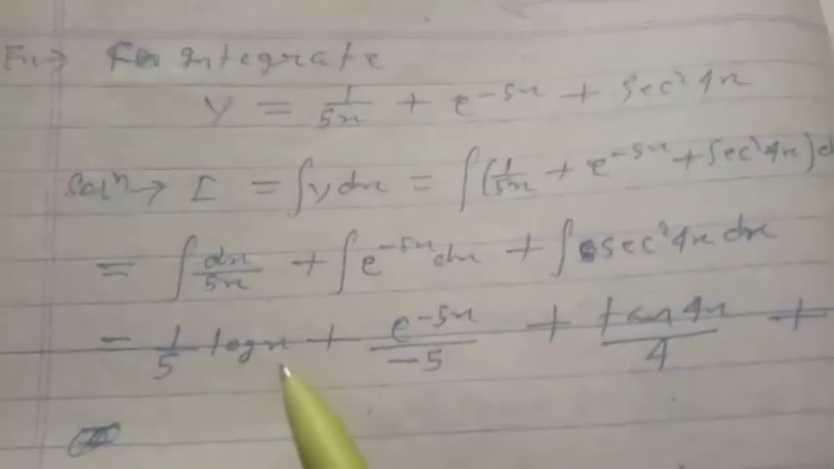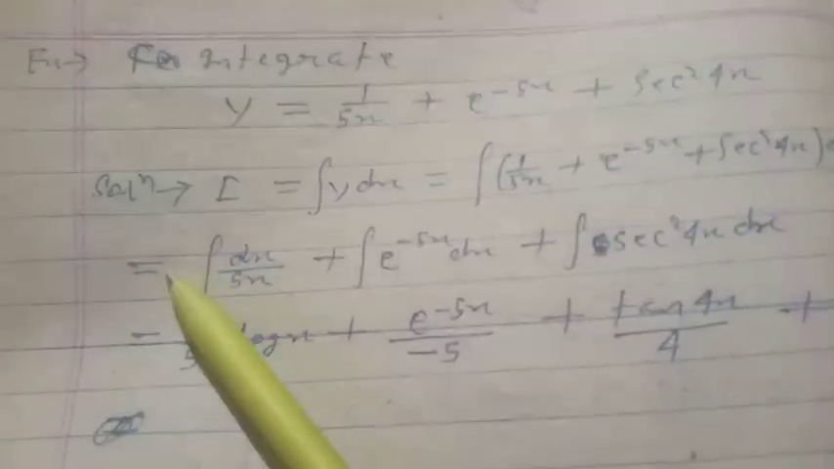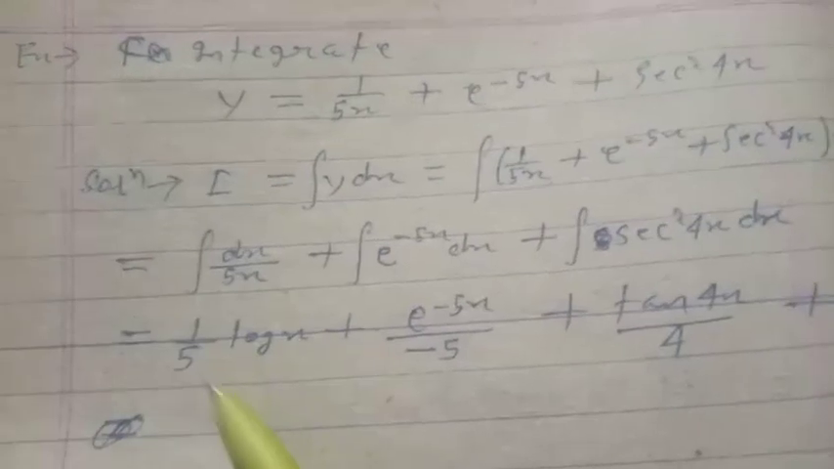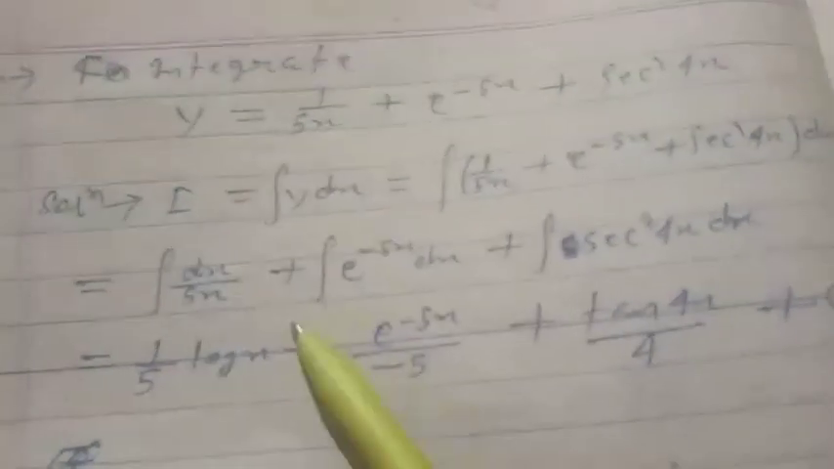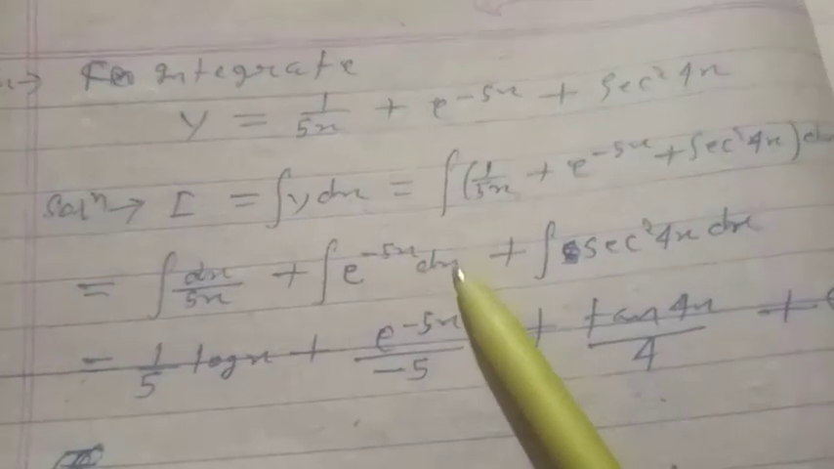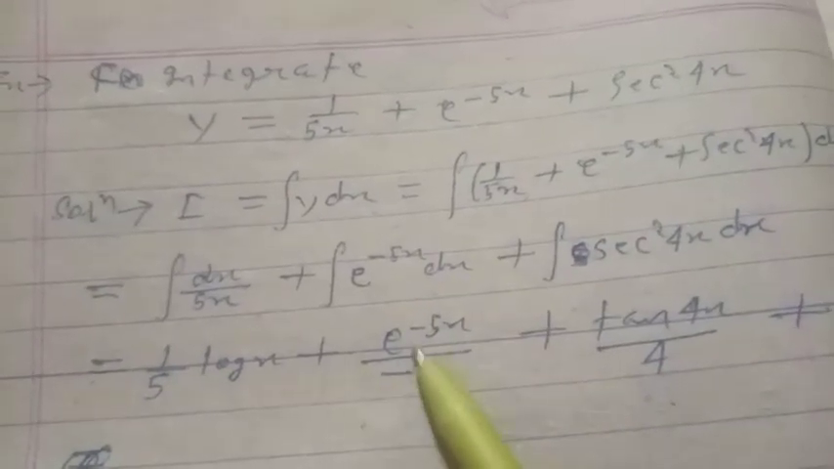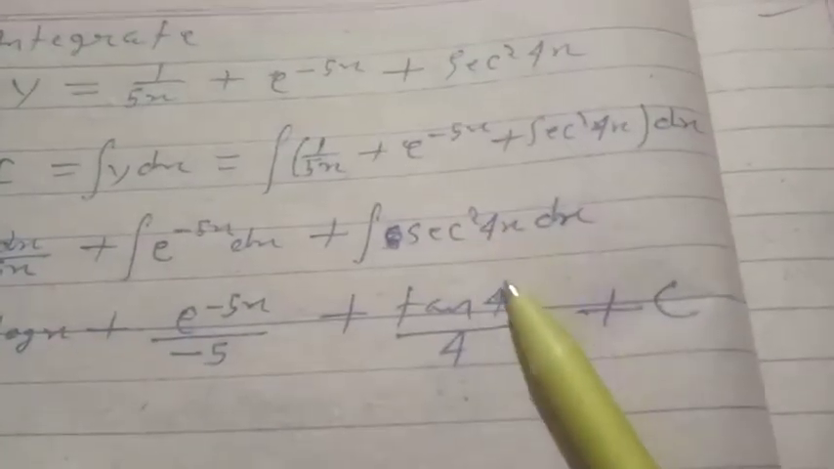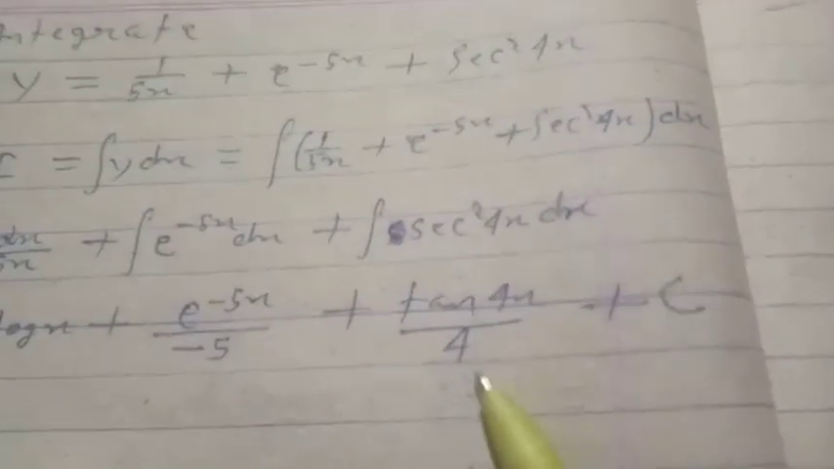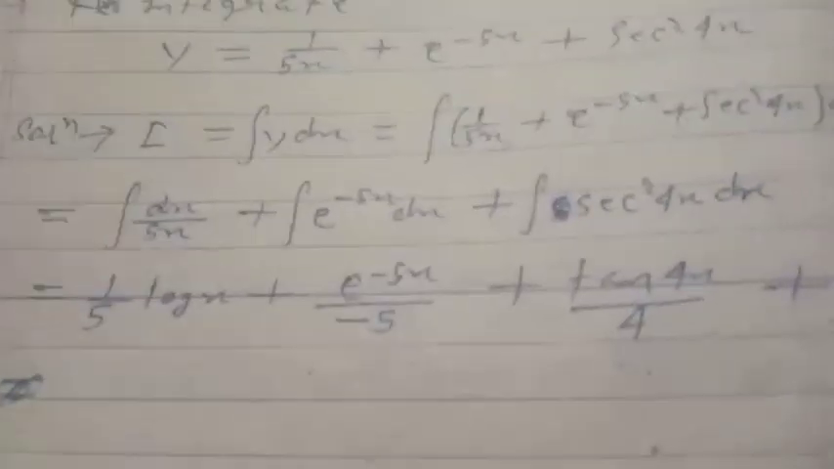So 1 by 5 log x. 1 by 5 is a constant, so it comes out of the integration. Now integration dx by x is equal to log x. Now integration of e to the power minus 5x dx will be equal to e to the power minus 5x by minus 5, plus integration of sec square 4x dx will be equal to tan 4x by 4 plus c. This is the answer.